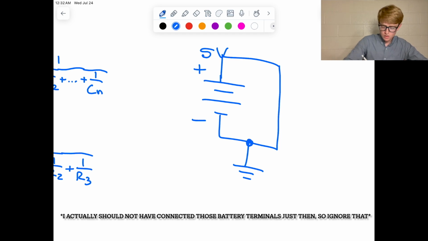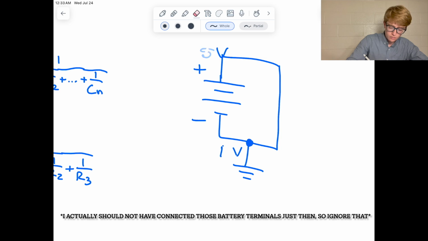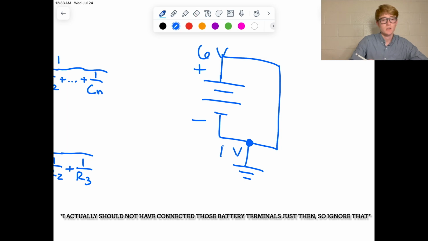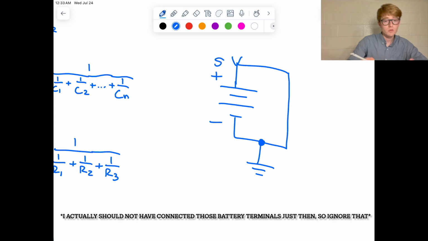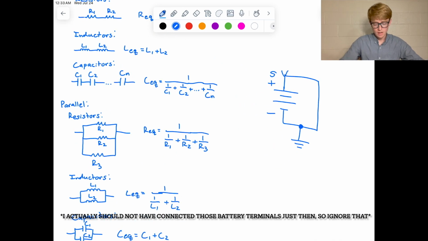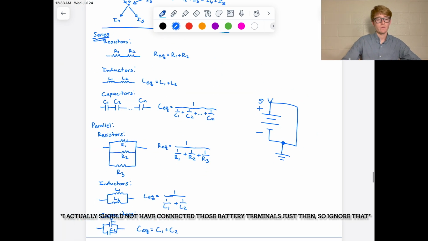If you wanted to say this ground was 1 volt, I don't know why you would do that, but if you wanted to have all your grounds be 1 volt, that's fine. And if you had a 5-volt battery, then this would become 6 volts, and that works out. Don't know why you would do that, because that makes your life more difficult, but you could. So yeah, that's all the ground is, just a node that we conveniently choose to be 0. And we reference all the rest of the nodes based on that one.